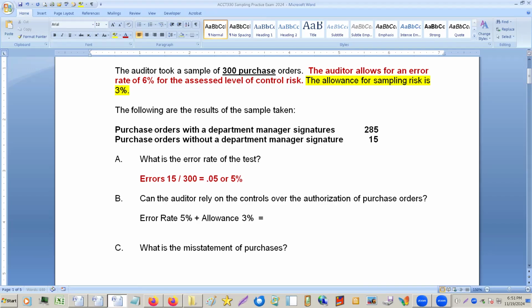And so this will give us our upper limit of 8%. So according to our sample, this could be off by as much as 8%. Our best estimate is it's off by 5, but the upper limit that we have to use, because this is a sample, is 8%. And you're absolutely right. We cannot rely on it.